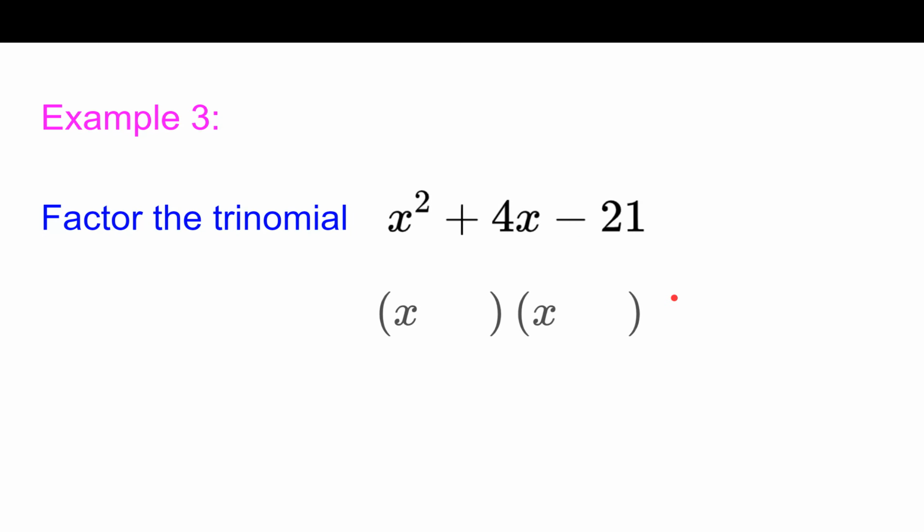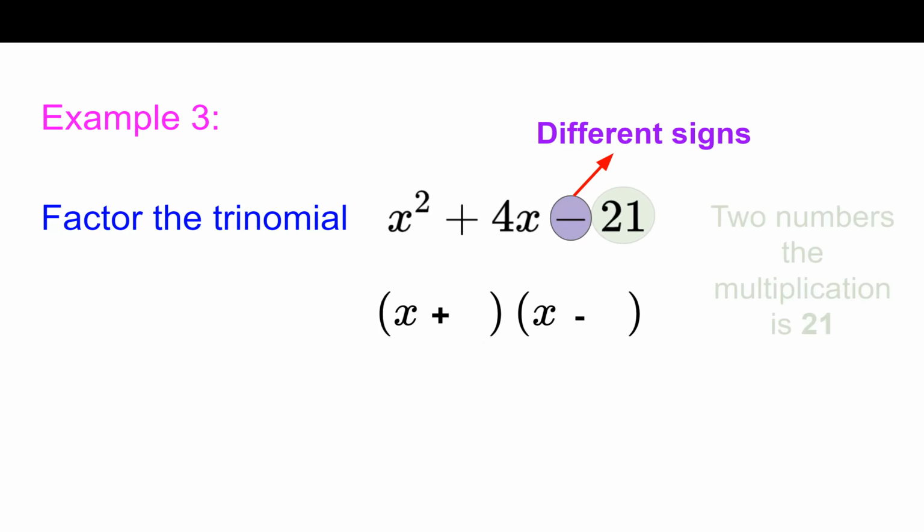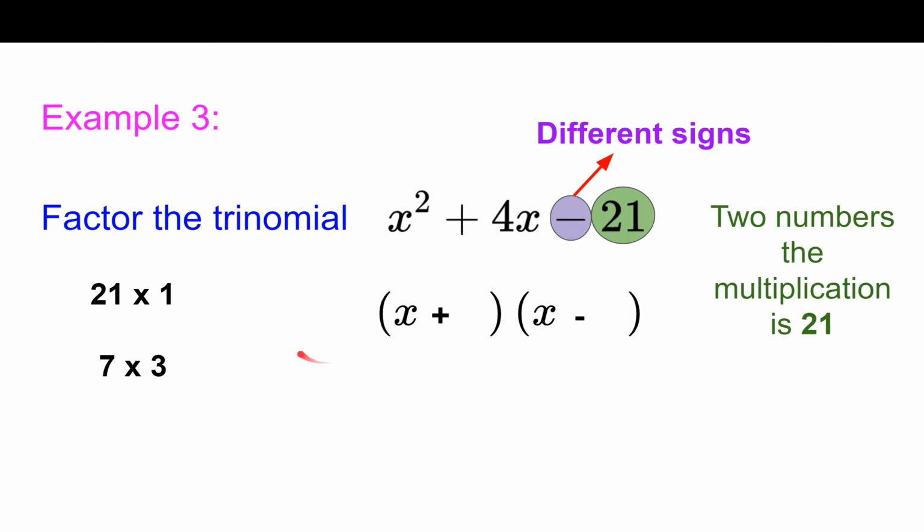Example 3: you would have different signs because this one is negative. If I have a negative sign on the second one, you get different signs, meaning it could be a plus and a minus, or a minus and a plus. It doesn't matter where you put the signs now; it will matter later when you put the numbers. What two numbers? The multiplication is 21 and the subtraction is 4, since this one is negative. 21 times 1 gives you 21, but 21 minus 1 gives you 20. That's not 4.